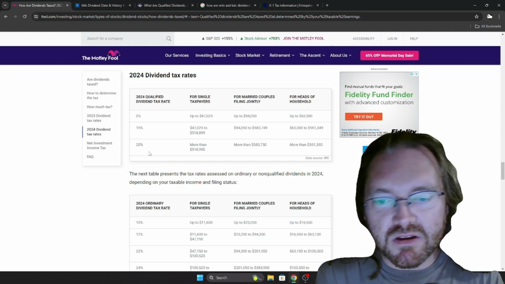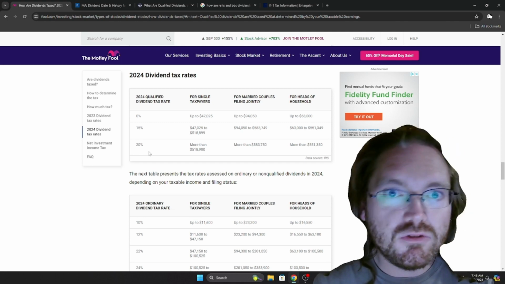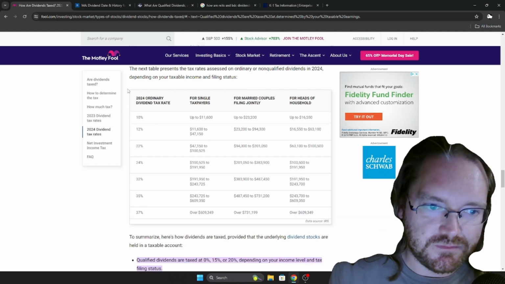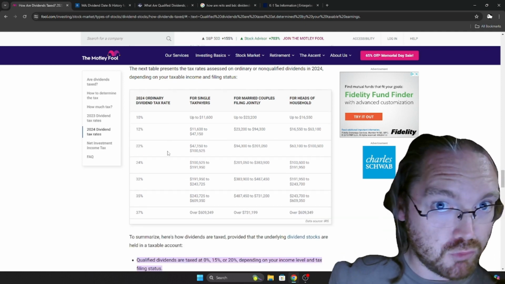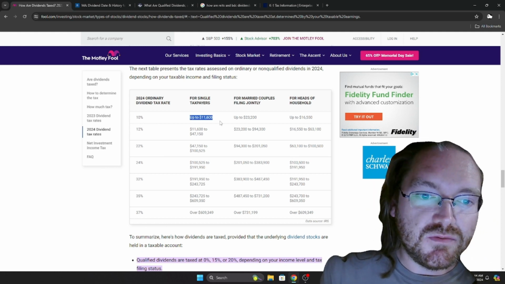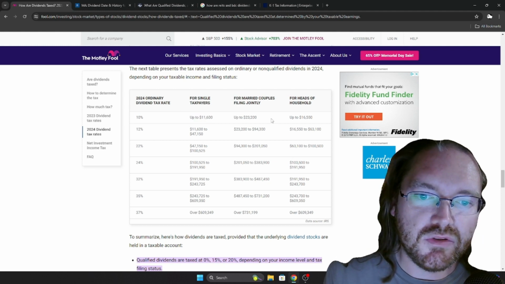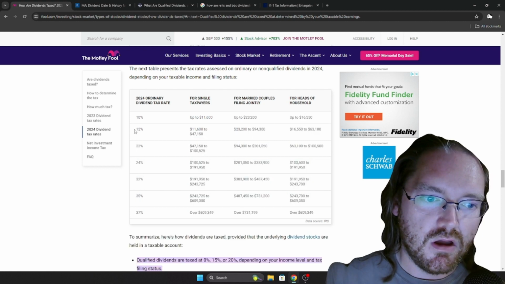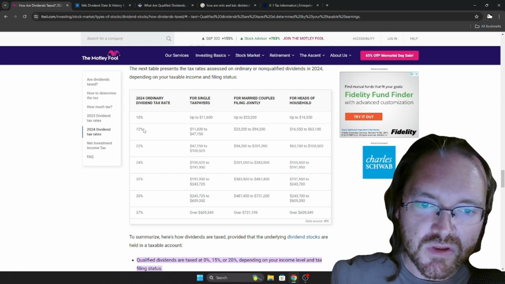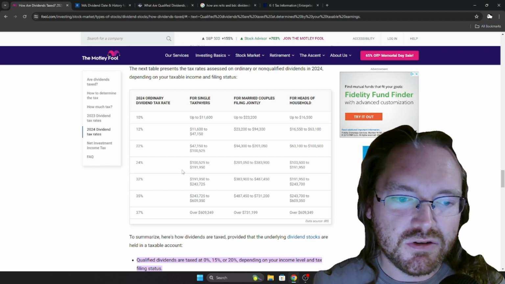Now, you might be like, "Oh, how do I know if I get a qualified dividend?" We're going to go over qualified dividends, how it works, how to get them. Ordinary dividend tax rates. So this is a bit broader. There's a lot more tiers to this one. 10% for single, $11,600 and below. Married, $23,200 and below. 12% for $11,600 to $47,150, and married, $23,200 to $94,300.